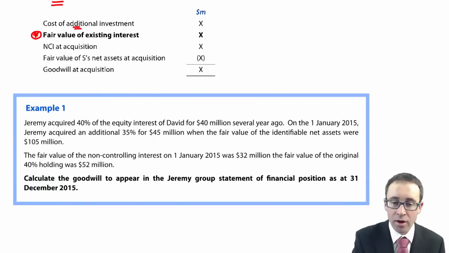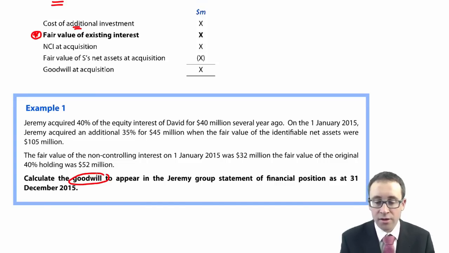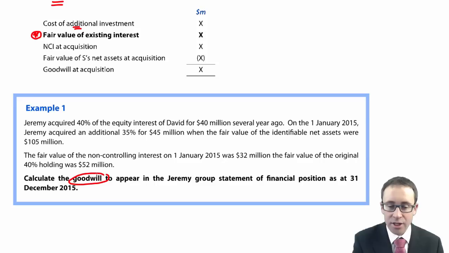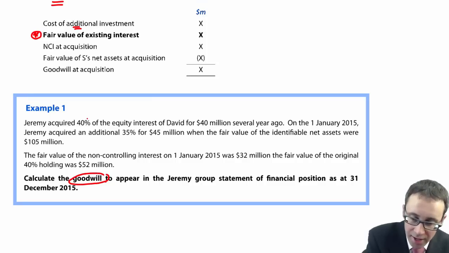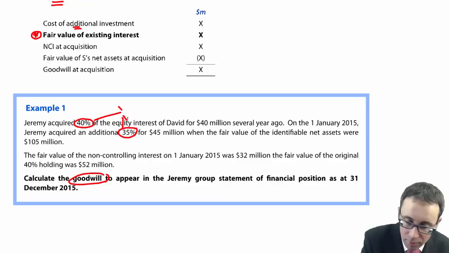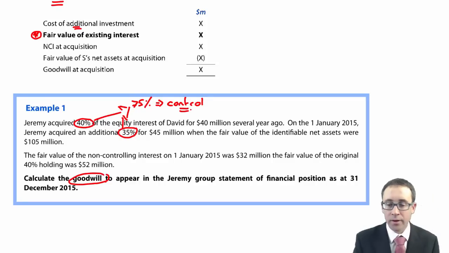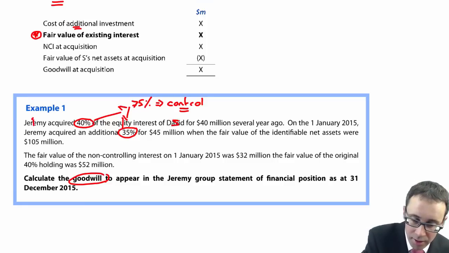It says calculate the goodwill to appear in the Jeremy Group Statement of Financial Position at the 31st of December 2015. Jeremy acquired 40% of the equity interest of David for $40 million several years ago. Then on the 1st of January 2015, Jeremy acquired an additional 35% for $45 million, and the fair value of the identifiable net assets was $105 million. So we had 40, and we've now got an additional 35, so we now have 75%. With 75%, we have the power to direct the activities, which gives us control. So David is now a sub and Jeremy is now the parent.